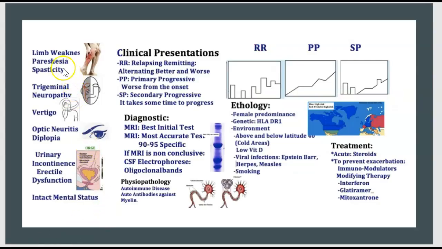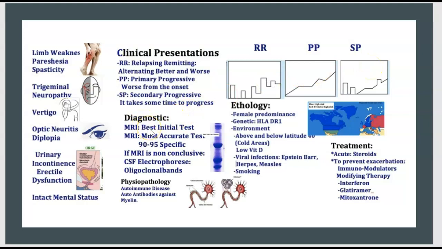Let's review. Symptoms include limb weakness, paresthesia, spasticity, trigeminal neuropathy, vertigo, optic neuritis and diplopia, urinary incontinence and erectile dysfunction. Note that mental status is intact. There are three clinical presentations. Relapsing-remitting, alternating between better and worse. Primary progressive, PP, worse from the onset. And secondary progressive, SP, which takes some time to progress.